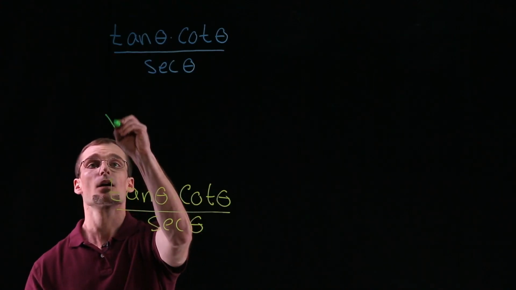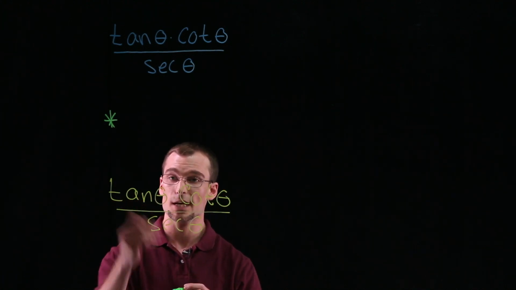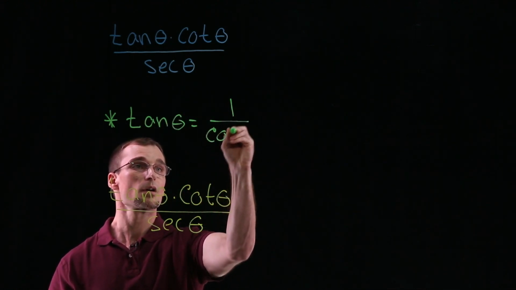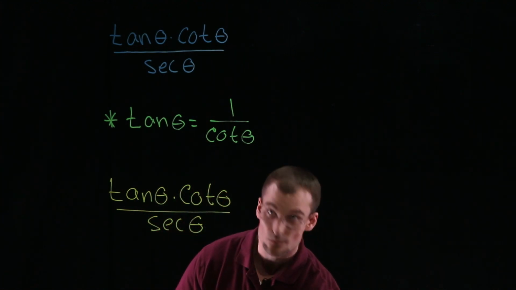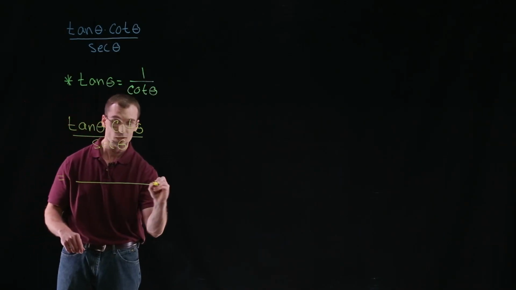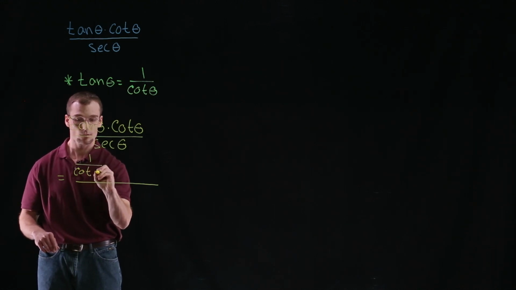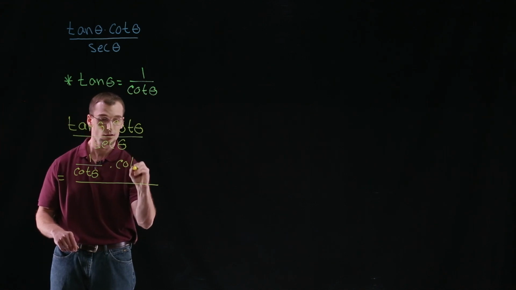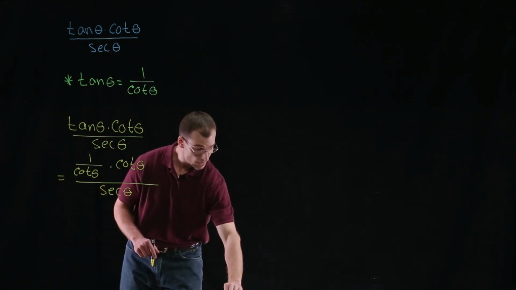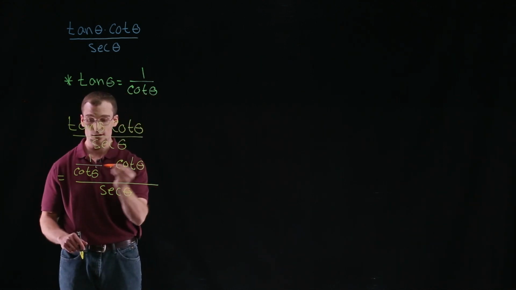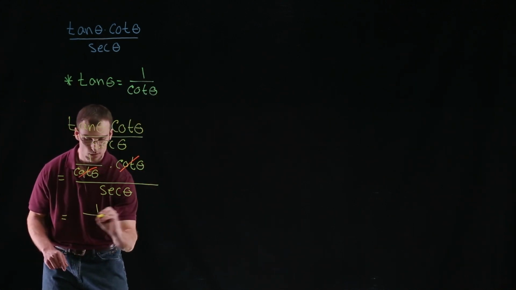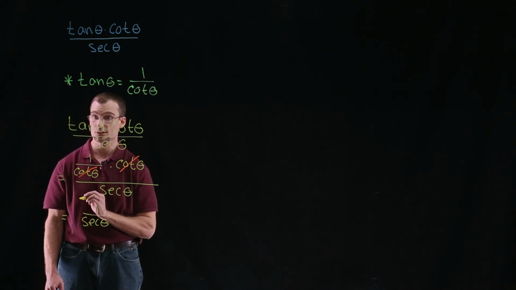So what we know is that tangent and cotangent are reciprocals of one another. So we'll start with that. I know that tangent theta is equal to 1 over cotangent theta. So using that identity, keeping everything else the same for the moment, I can write tangent as 1 over cotangent theta times cotangent theta over secant theta. And so what we see is that our cotangent and cotangent will cancel, leaving us with, say, 1 over secant theta.